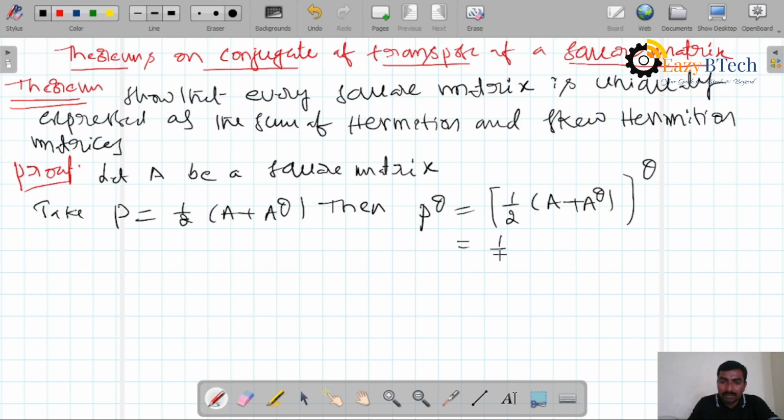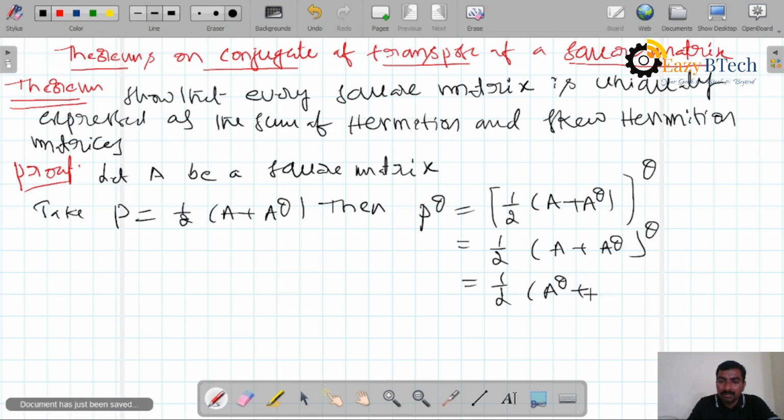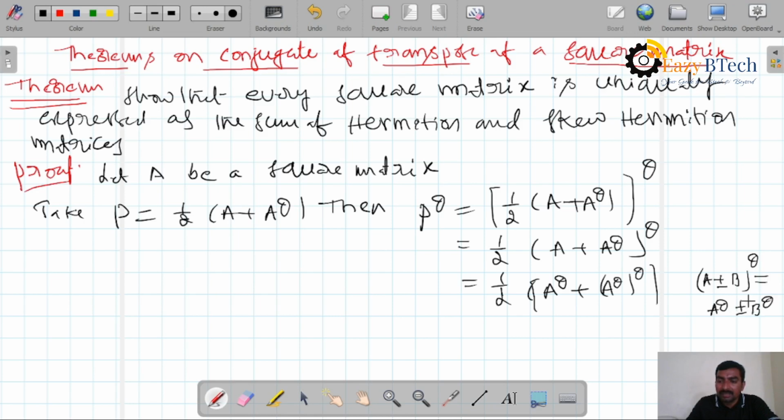Here 1 by 2 is a constant, leave it. Then we can write A plus A power theta whole power theta. But already you know the property: A plus or minus B whole power theta can be written as A power theta plus or minus B power theta. This property we already discussed in the previous class. So according to this property we can write like this.